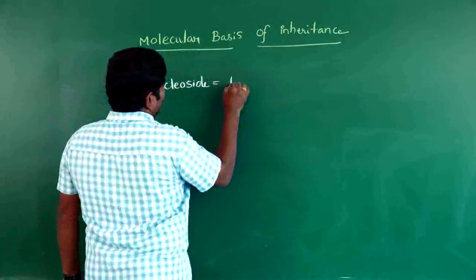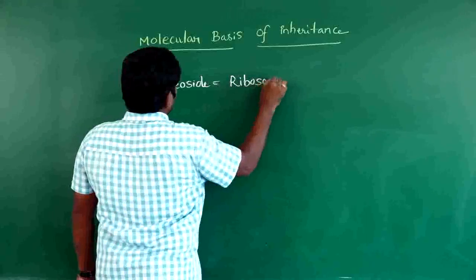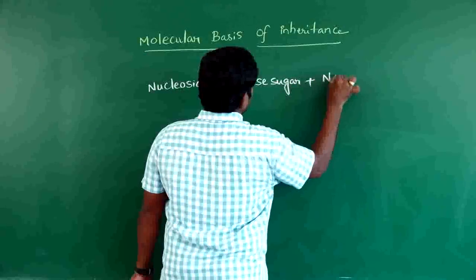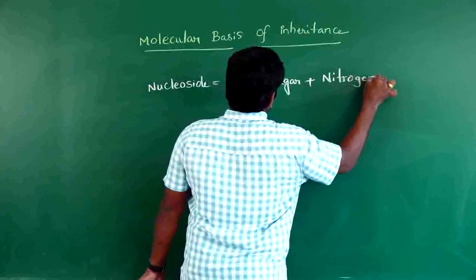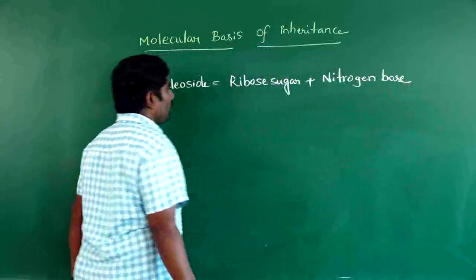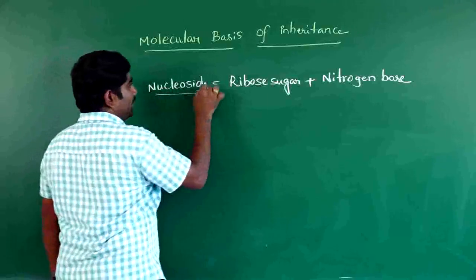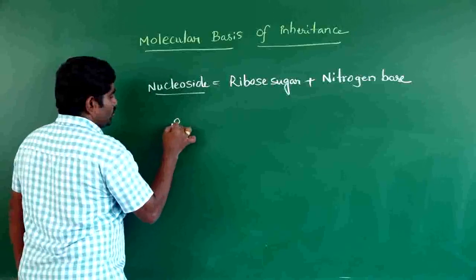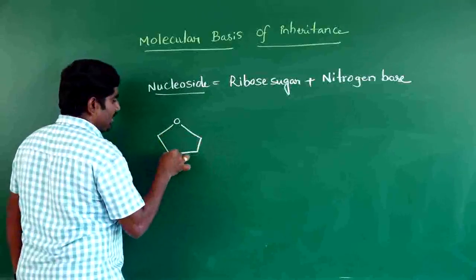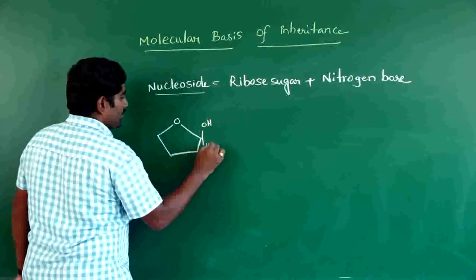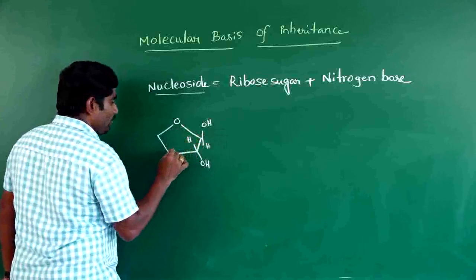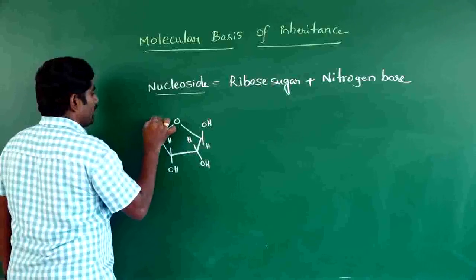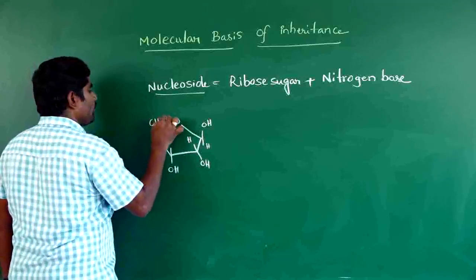Nucleoside equals ribose sugar plus nitrogen base. A nitrogen base connected to a ribose sugar forms a nucleoside. This is one ribose sugar. The formula of ribose sugar is C5H10O5. So how many free OH groups are there? There are 4 free OH groups present in a ribose sugar.